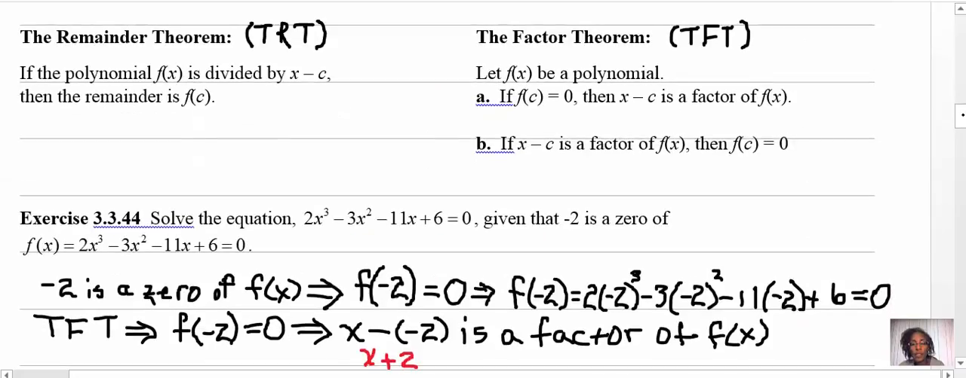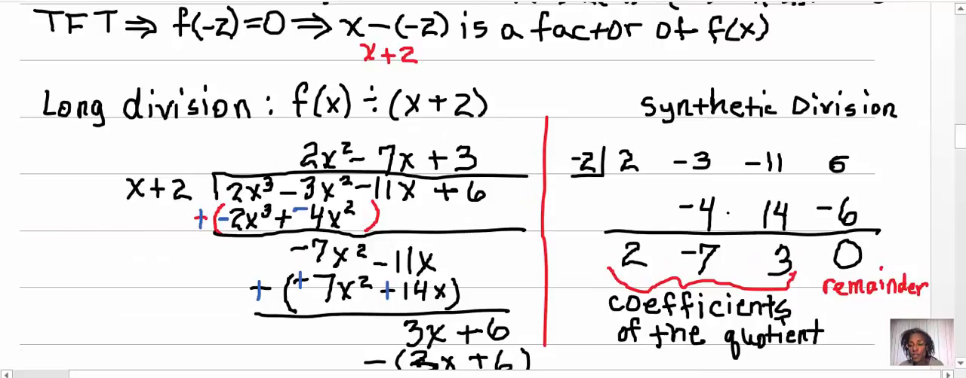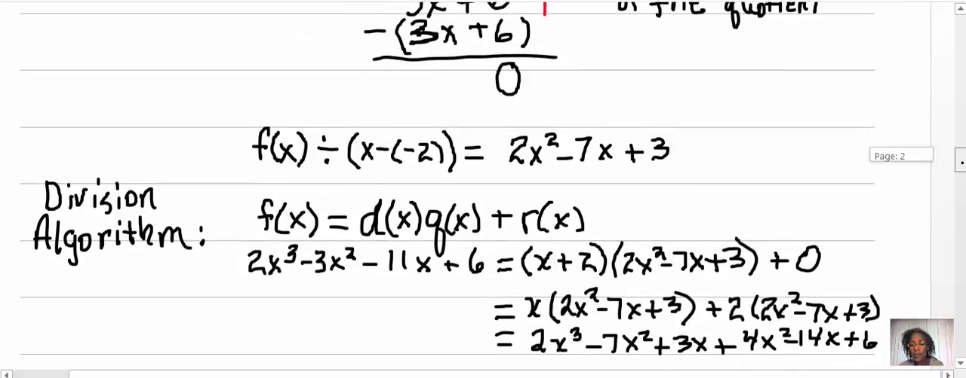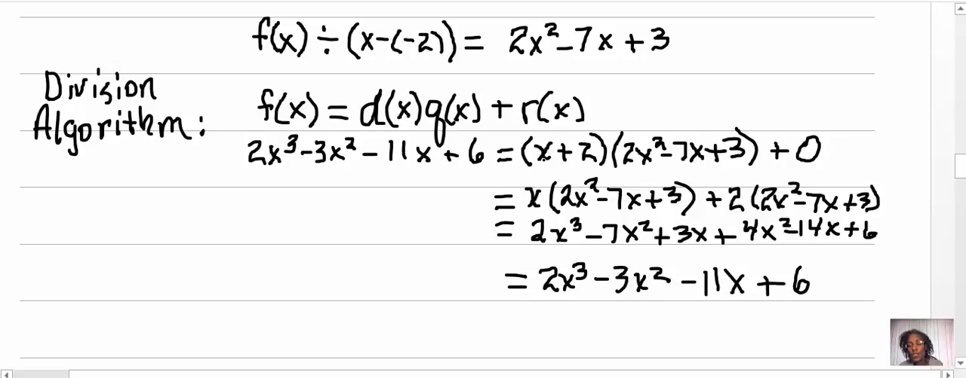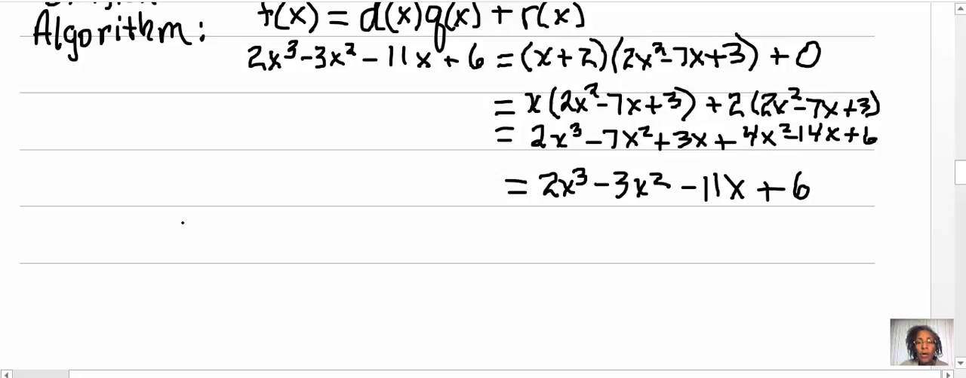So the problem, let's go back to our exercise 44, is actually telling us to solve this equation given that negative 2 is a zero of the function. And the equation is f of x equals 0, and negative 2 is a zero of f of x. So what we typically would do in a problem like this is we would use synthetic division to write the function in factored form. So in other words, our function is x plus 2 times 2x squared minus 7x plus 3. So notice that synthetic division allowed us to get that result.